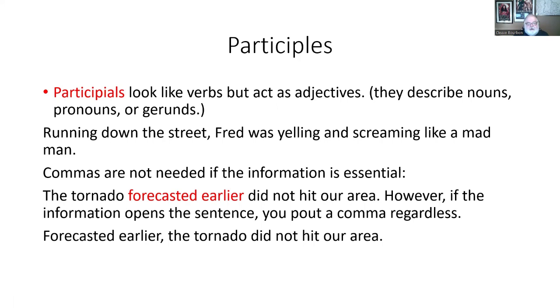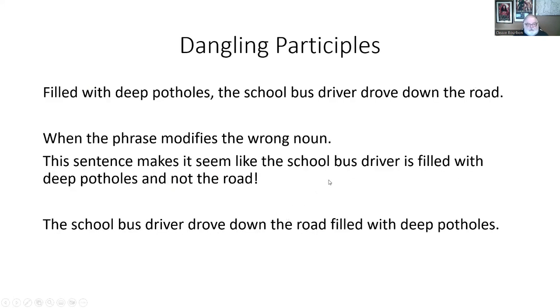In this case, it's in the middle. The tornado forecasted earlier did not hit our area. The way this would work is it would be like, the tornado was forecasted earlier. The tornado did not hit our area. So we're putting them together and saying the tornado forecasted earlier did not hit our area. And that's essential information, so we don't put commas around it. If it was non-essential, just merely adding information to the sentence, you'd put commas. Hope that makes sense, because people get that backwards all the time because it sounds backwards.